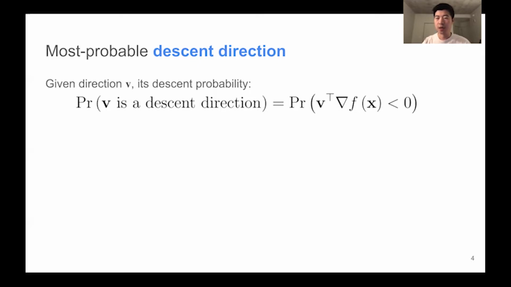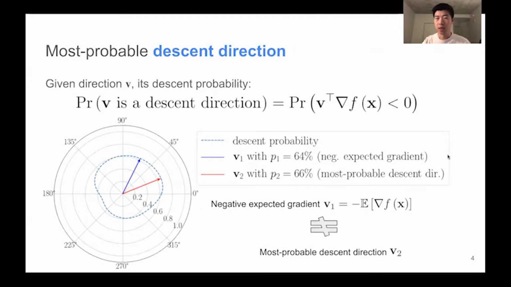In the following polar plot, I'm showing you the descent probability for different vectors, v1 and v2. The degree in the plot shows the angle between the direction and the x-axis. For example, 0 degree means the direction is parallel to x-axis, and the length of the vector indicates the descent probability. In particular, v1 is the direction of negative expected gradient, which has descent probability 64%. However, v2 has higher descent probability 66%.